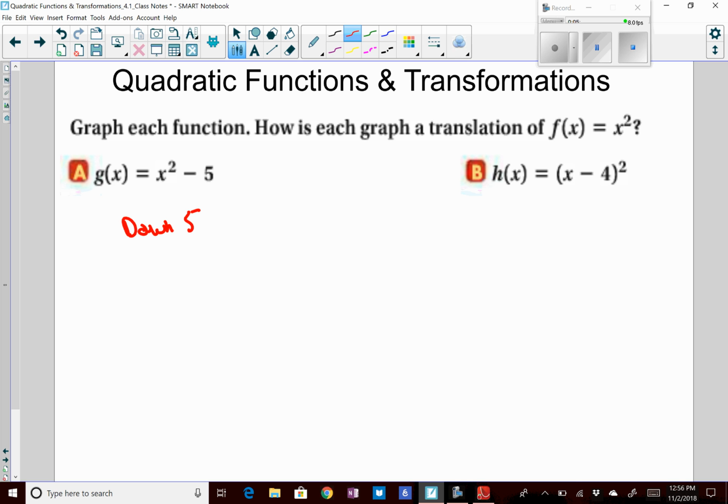So down 5 units. Here in part B, we're subtracting 4 within the parentheses. Inside the parentheses is a horizontal shift, and what we see here is that it's moving to the right by 4 units. So we could take a look at that in the graph and verify that.